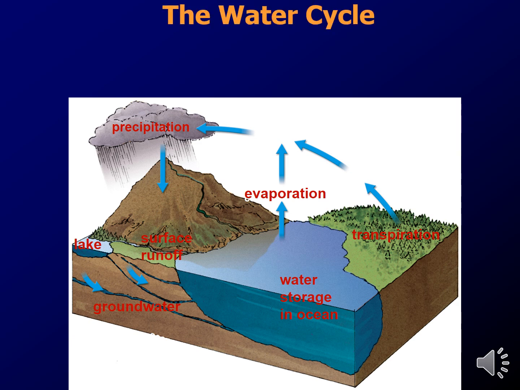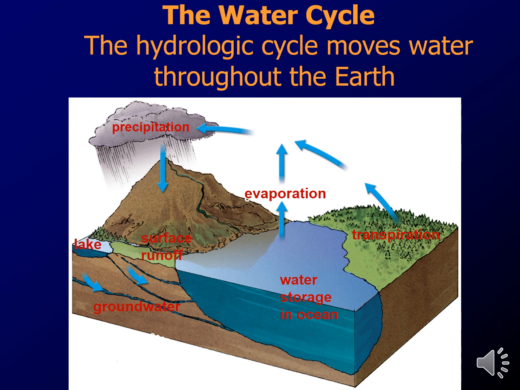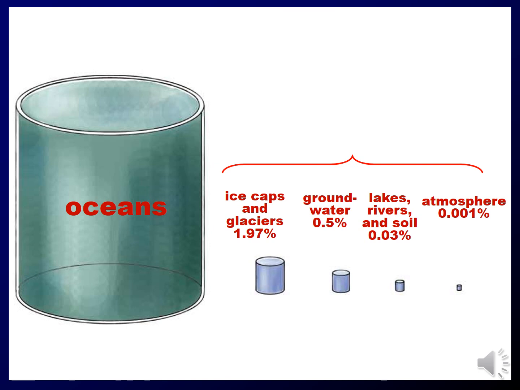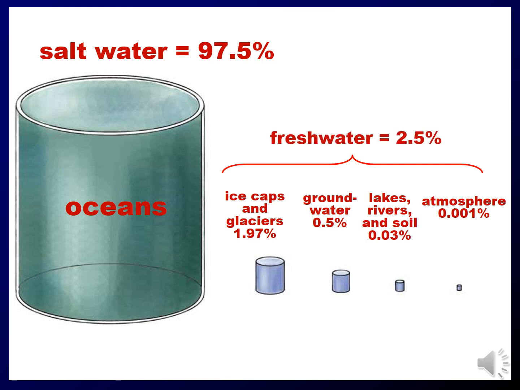The water cycle, also known as the hydrologic cycle, moves water throughout the earth. The vast majority of all the water located on Earth is found in the ocean. So that means that approximately 97.5% of our water is salt water. The remaining 2.5% is fresh water, and that water can be further divided.